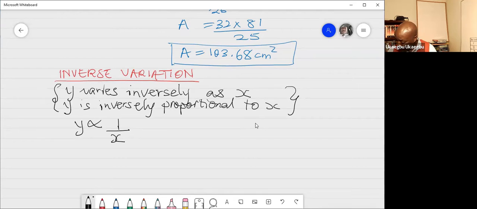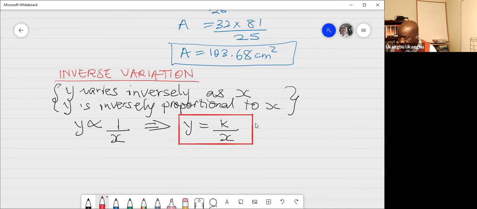Okay, so now we can say that this follows that y is equal to a constant divided by x. This is an inverse variation right there. That's an inverse variation right there. Okay, so now how does this apply?